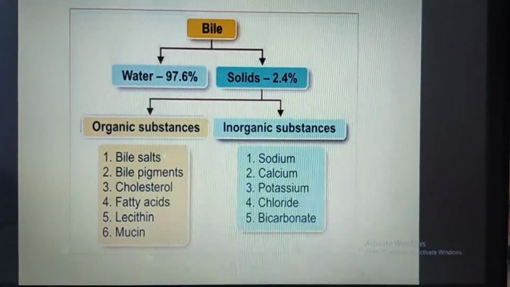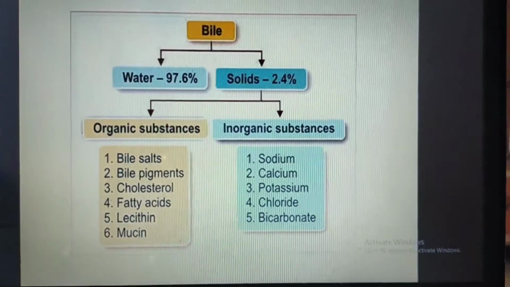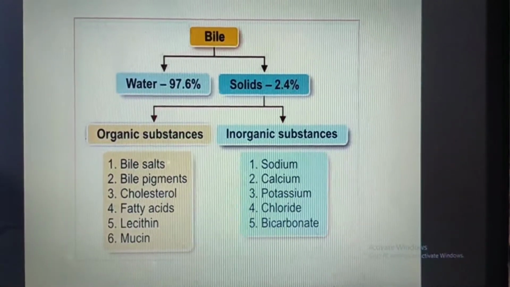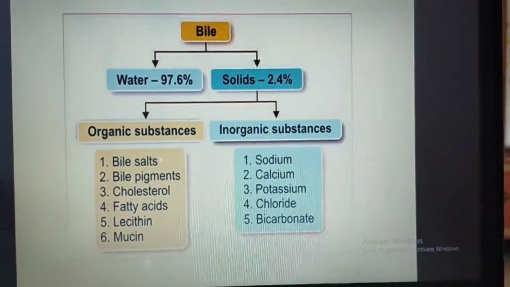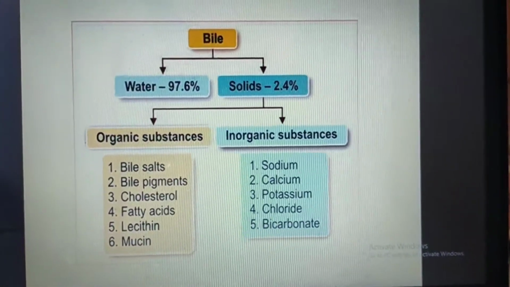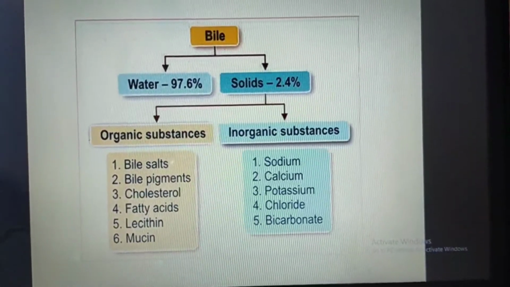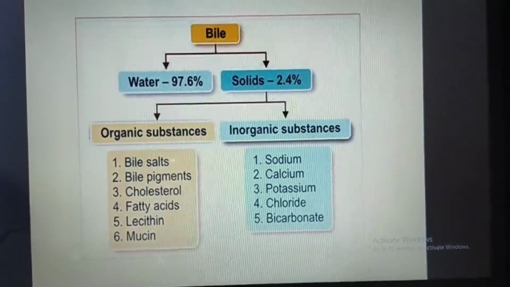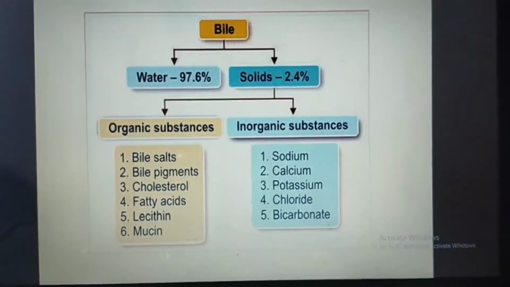So in this chart we can see the organic substances and inorganic substances. In organic substances there are bile salts, bile pigments, cholesterol, fatty acids, lecithin and mucin, and in inorganic substances there would be sodium, calcium, potassium, chlorine and bicarbonate.